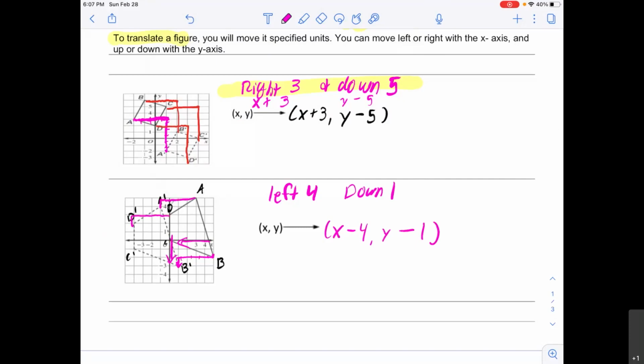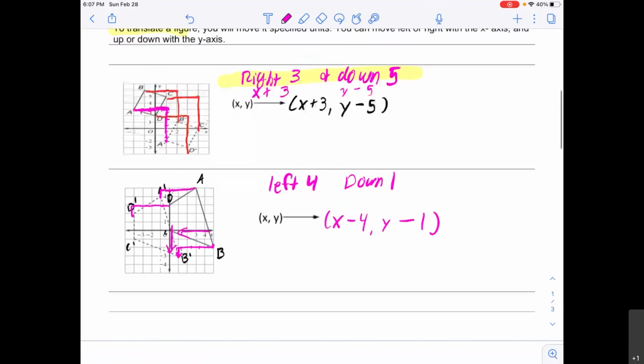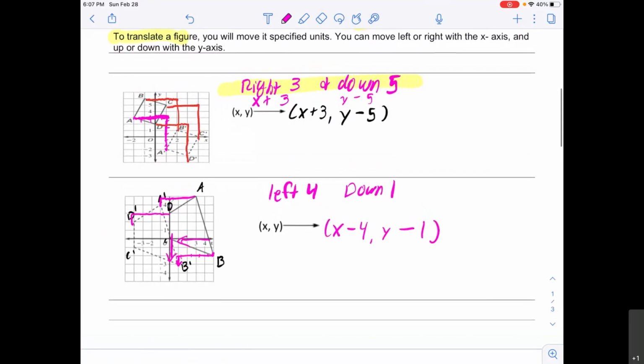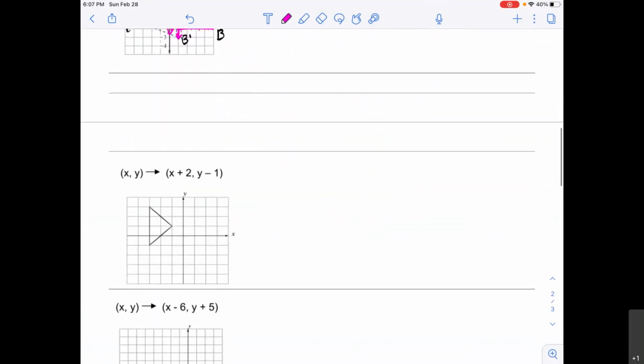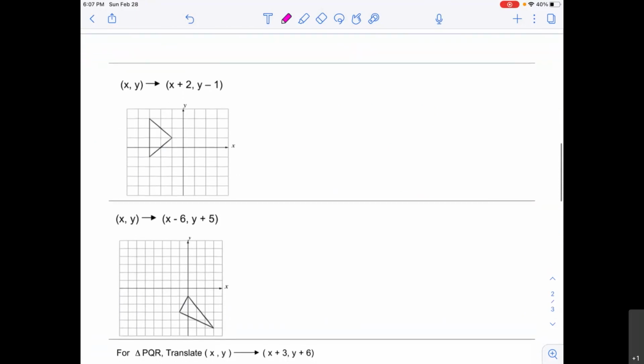So my rule is x minus 4 and y minus 1. So that is how we can translate a figure and figure out its rule. So now let's see if we have a figure that looked like this. And I told you we needed to translate it with the rule x plus 2 and y minus 1. Let's think about what all of that means.